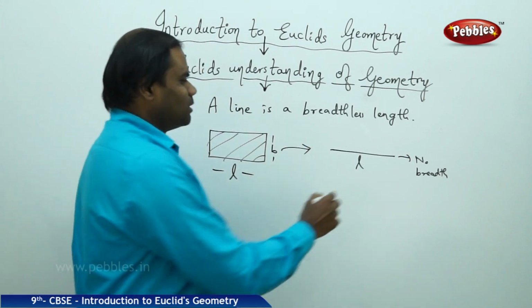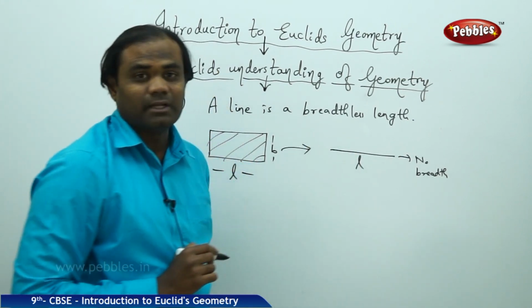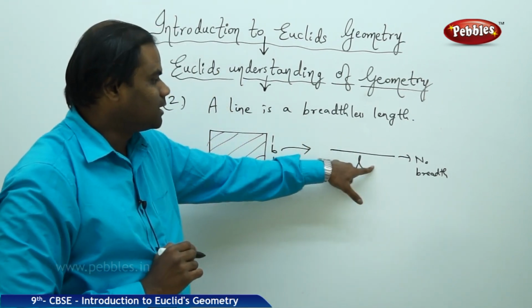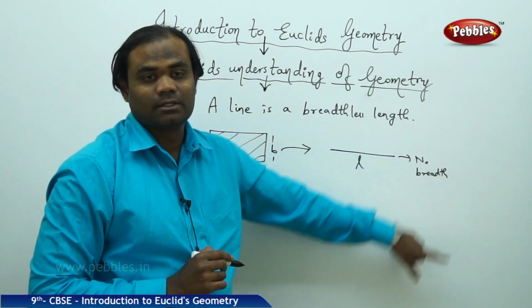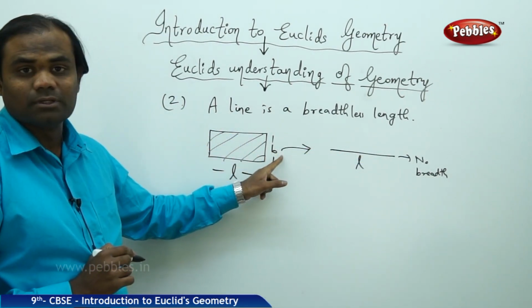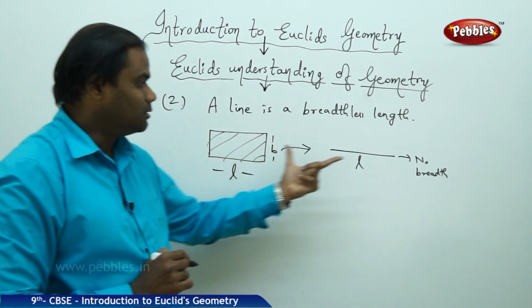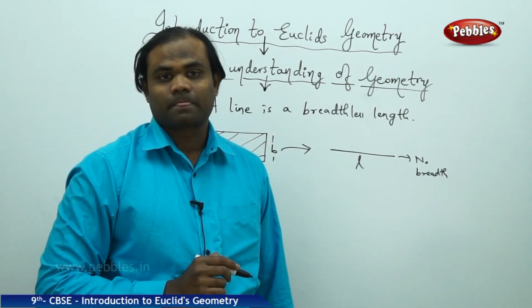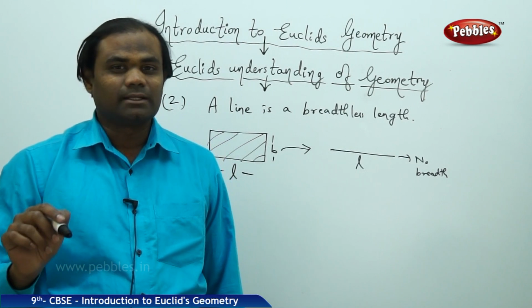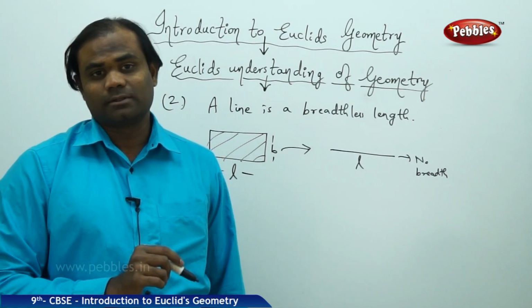This is a line because it has breadthless length. It has L, but it does not have B. This has L and this has B, so it is not a line. This is a line. According to Euclid, a line is a breadthless length.